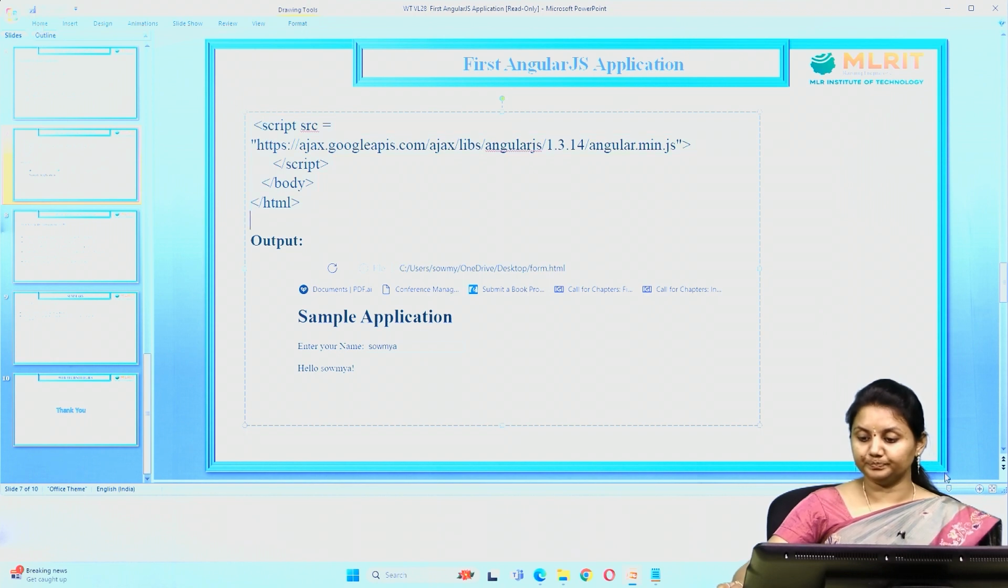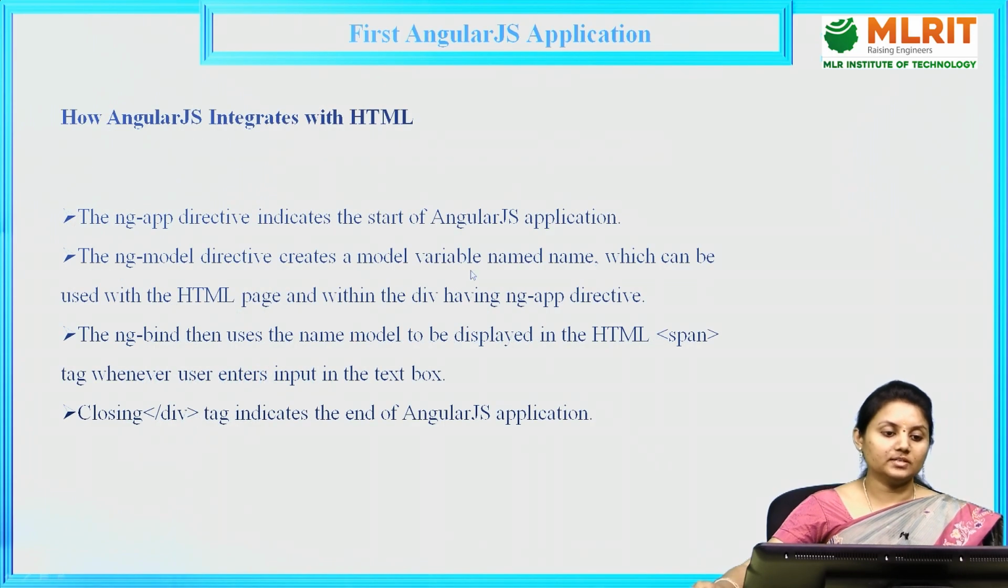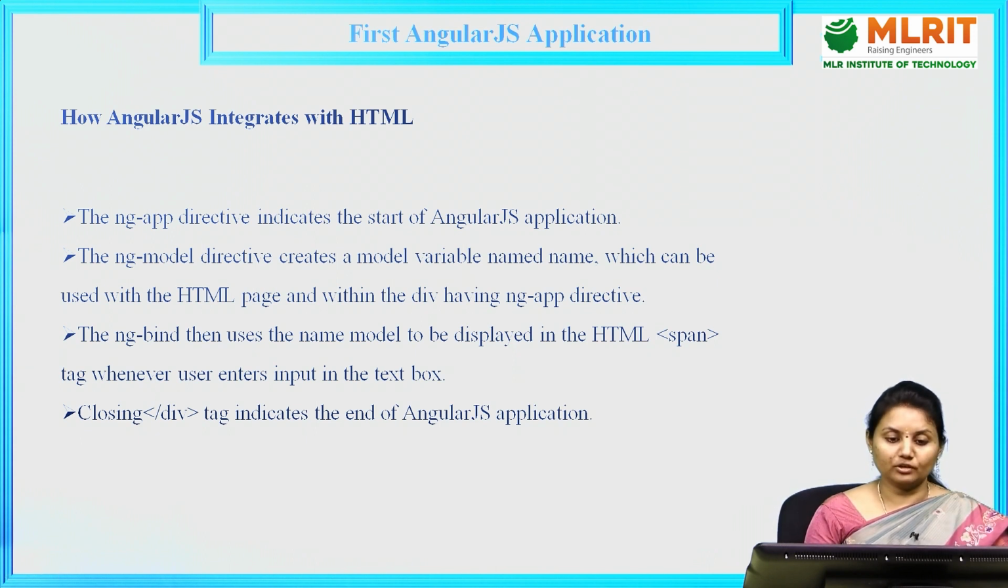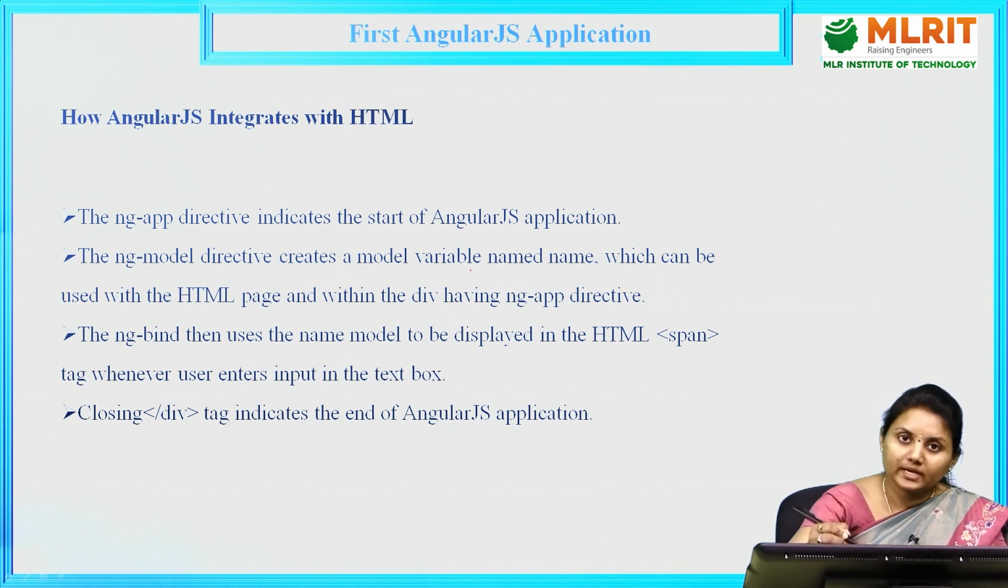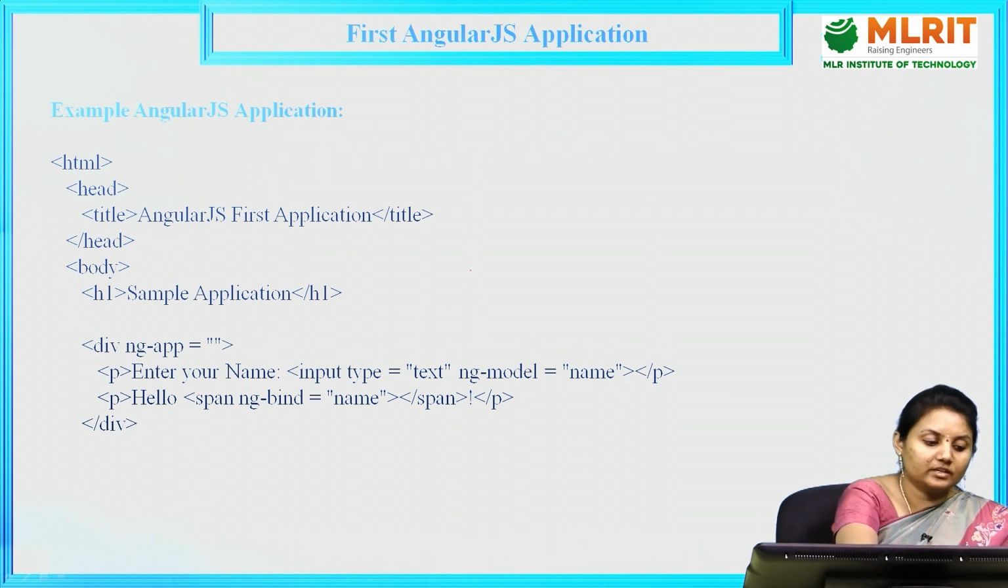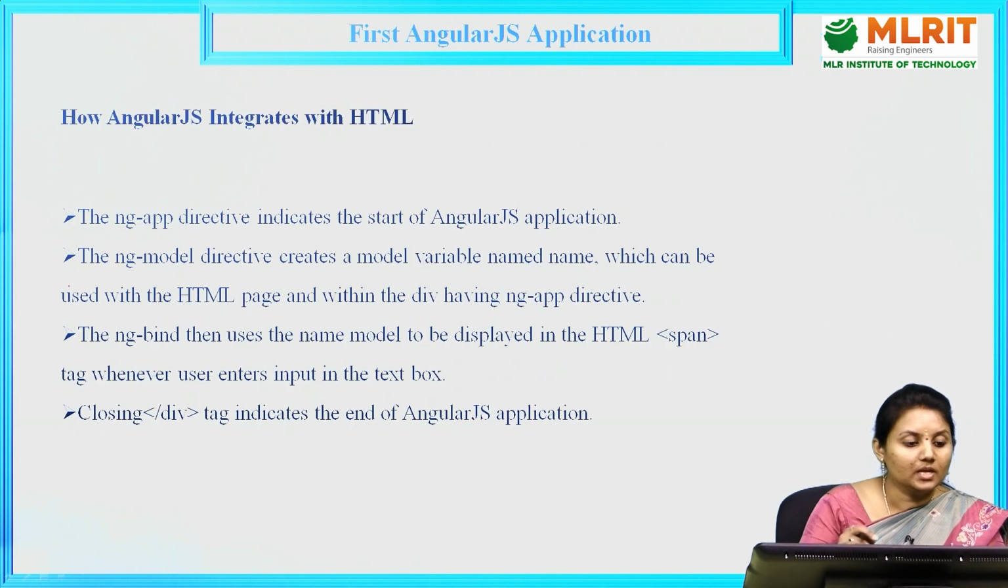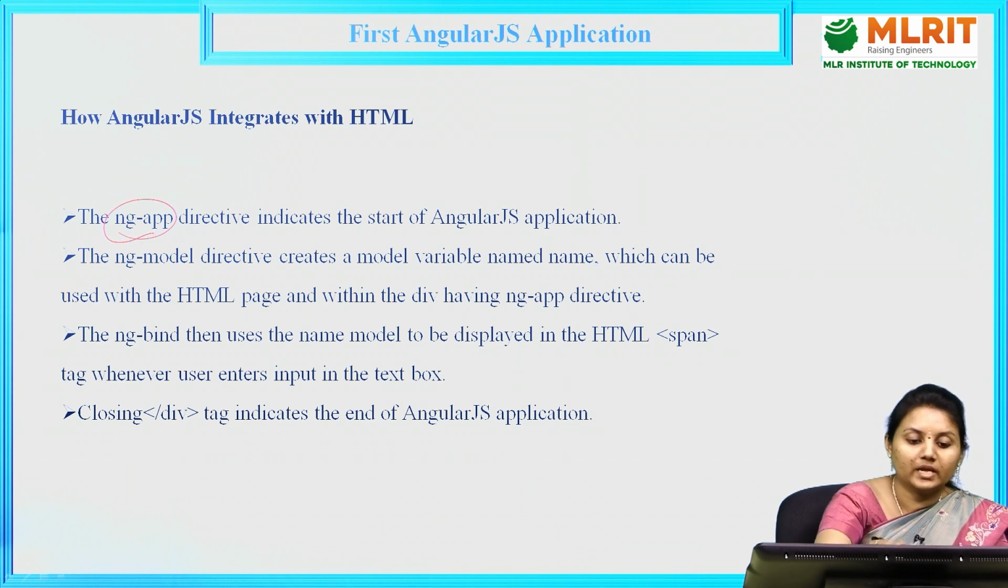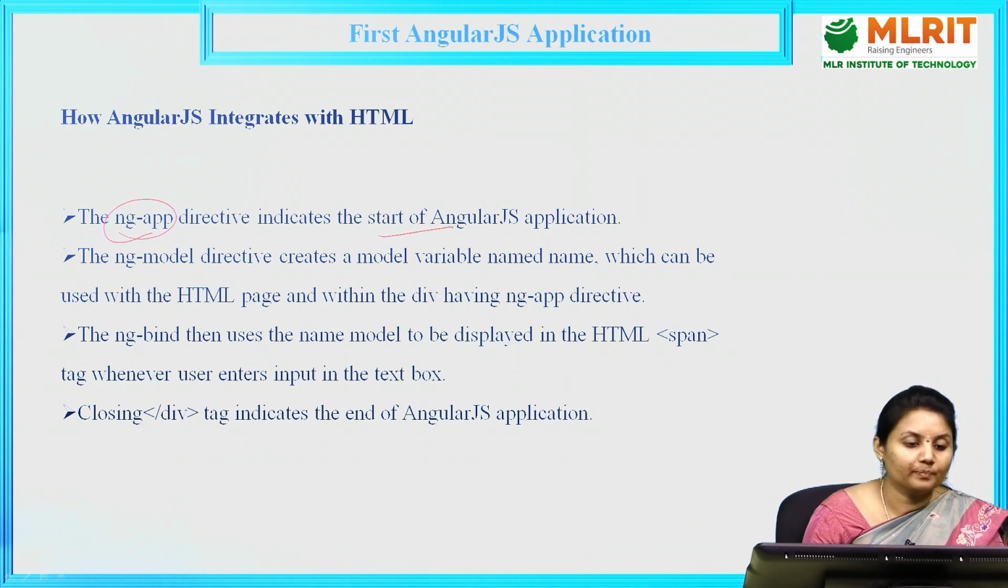Then, AngularJS integrates with the HTML. How does it happen? The ng-app directive indicates the start of the application. So when you are writing the code, the AngularJS application is getting started from here, not from here, because this is all your HTML part only, the presentation part only. Okay. So this is how the ng-app directive helps to start the AngularJS application. And ng-model creates a model variable named name. In this program, name we have given as name.